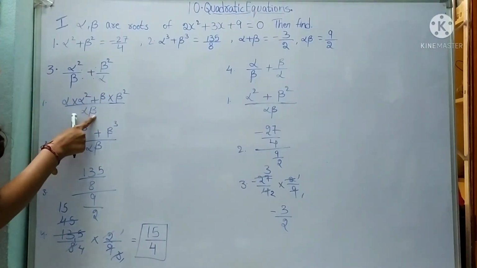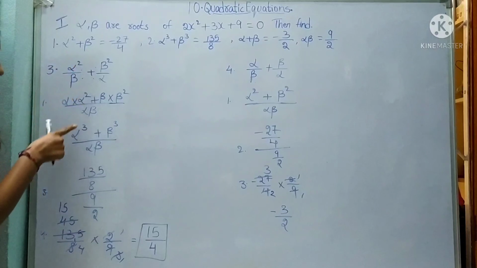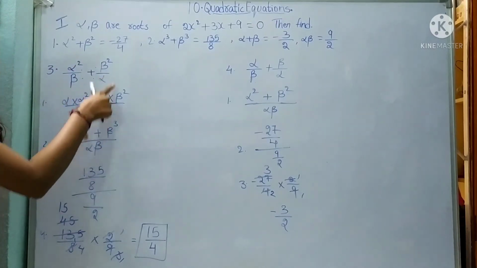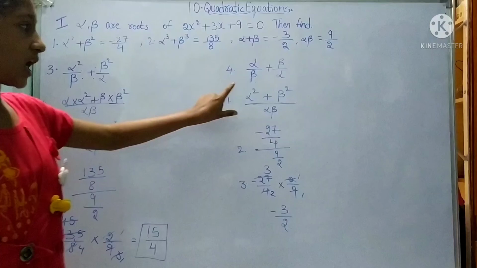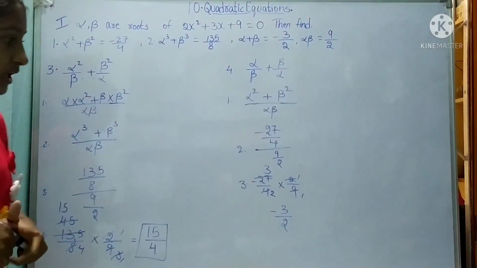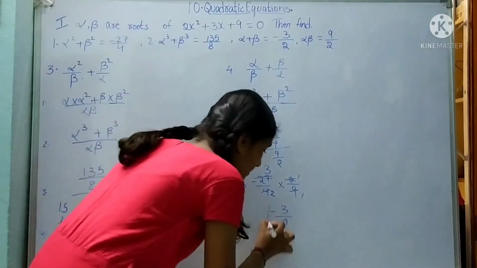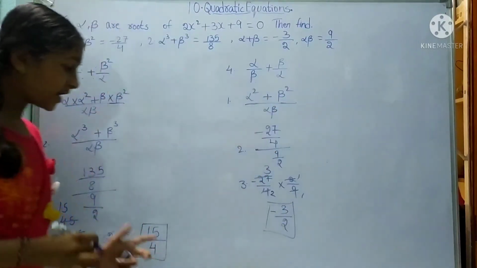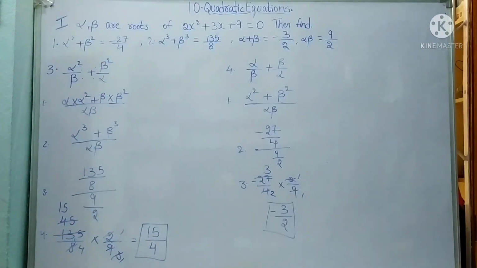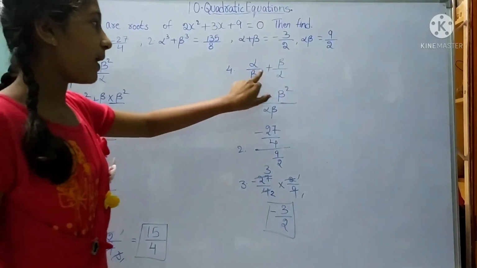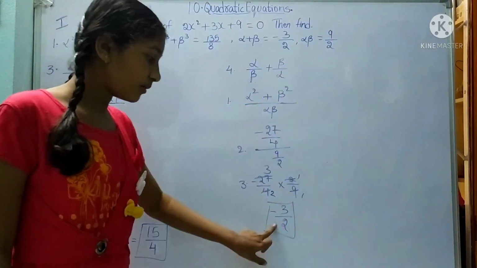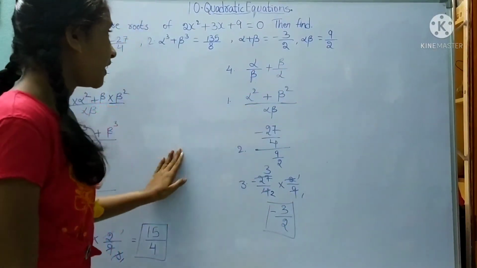Here also you can do it. Beta means beta is just alpha. Alpha into alpha square is alpha cube. And beta into beta square is beta cube. Directly we can write. So without this step, we can write directly in this step. So see here, what is the answer? 3 by 2. So alpha square by beta plus beta square by alpha is equal to 15 by 4. And alpha by beta plus beta by alpha is equal to minus 3 by 2. Okay, clear to all of you?